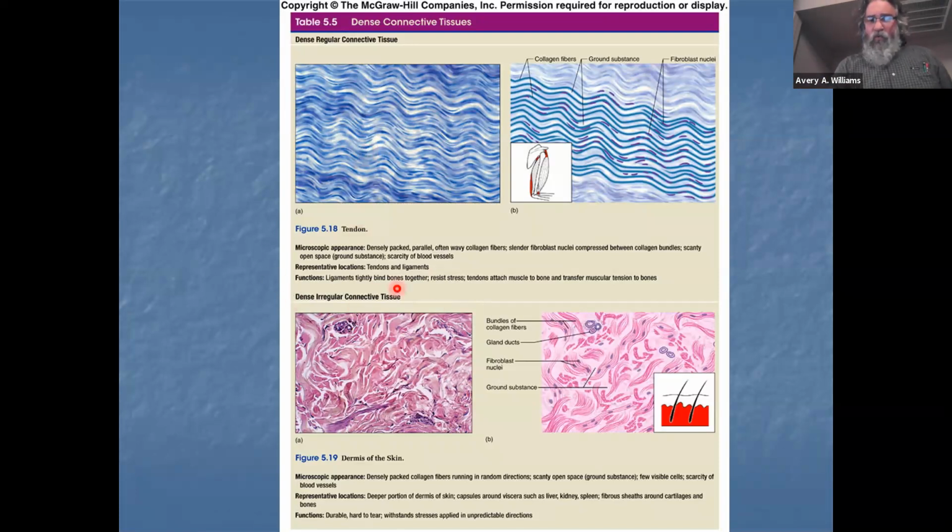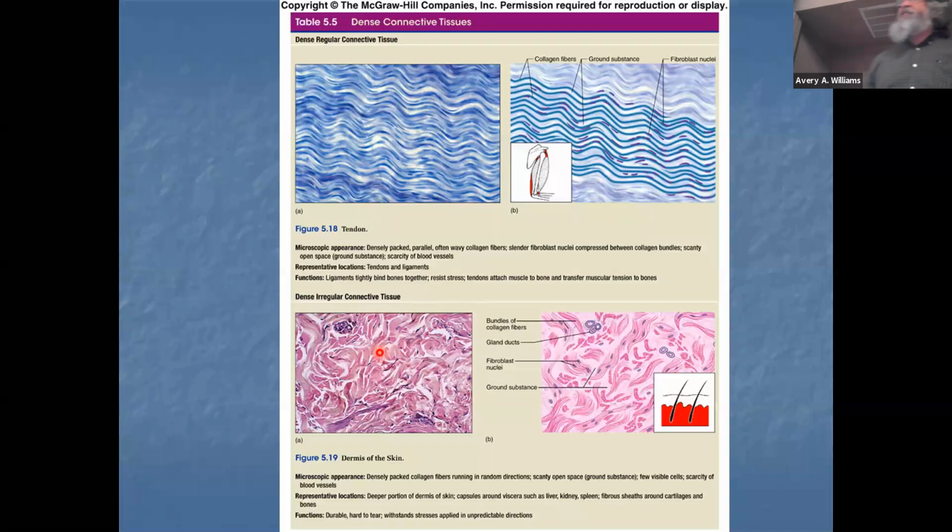So what else? Well, you can have them irregularly arranged. Why would you want to do that? Well, you have tensile strength in many directions, in all axes, the X, Y, and Z axis, because you've got fibers going this way, that way, up, down, all around. So it just looks like a scattered mess of collagen fibers every which way.